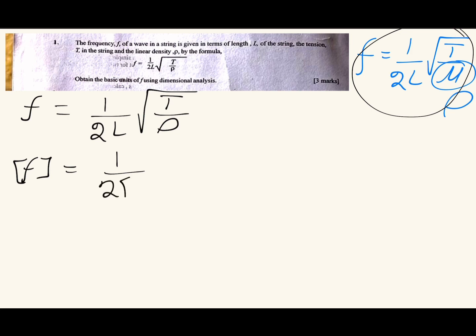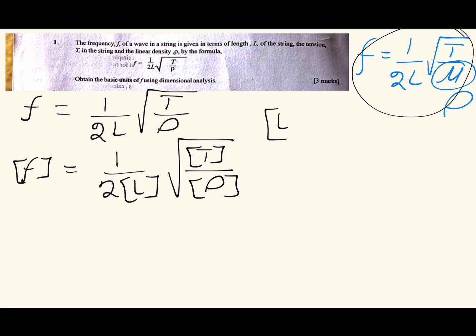Remember, we're not taking dimensions of the numbers 1 and 2 because they are constants. Square root of dimension of T all over dimension of rho. That's very good. So now we have this. The next thing you want to do is to replace each dimension bracket on the right-hand side with its appropriate dimension. Now, what is the dimension of length? Capital L. What's the dimension of big T?